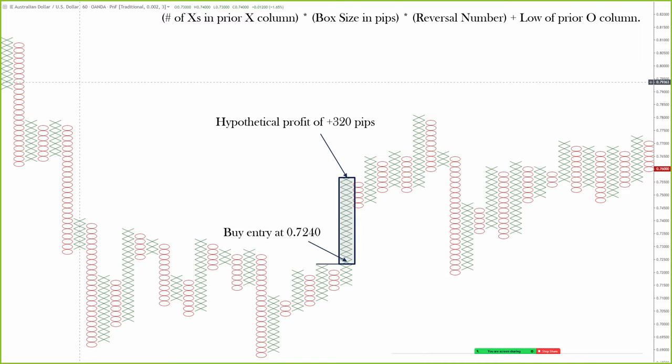Now, I'm saying that this is a bad example for two reasons. One, these X's and O's are squished. Two, this rarely ever happens. It rarely ever happens that you will calculate it this neatly.